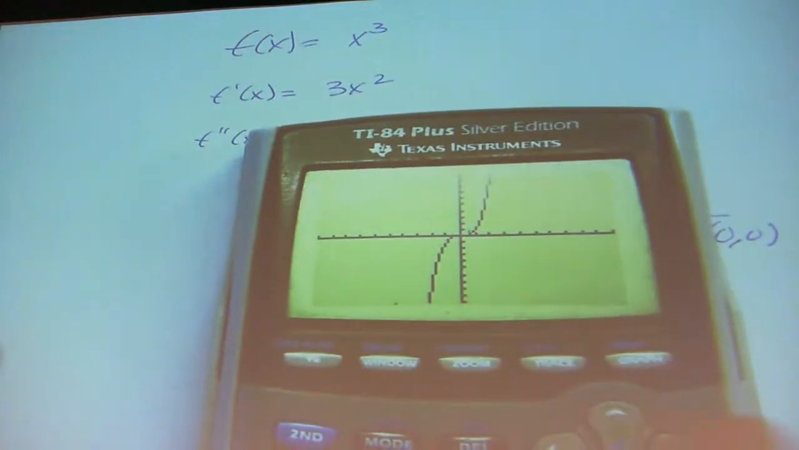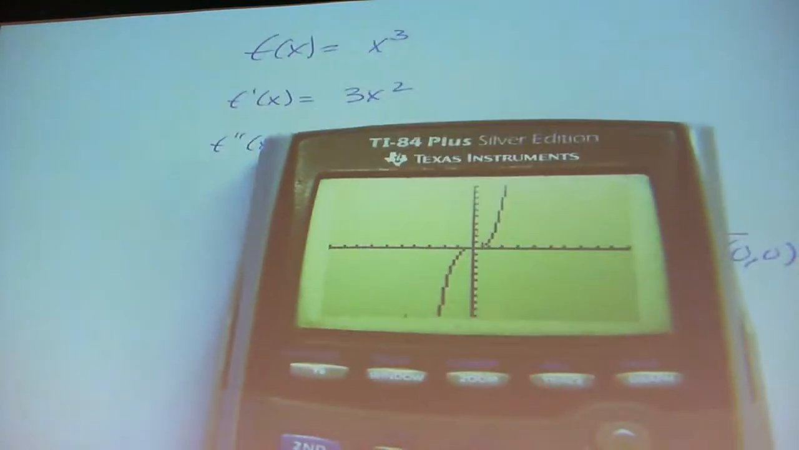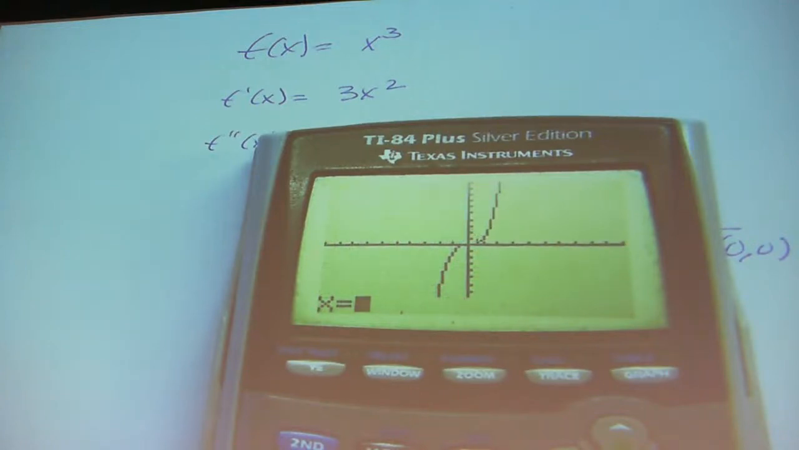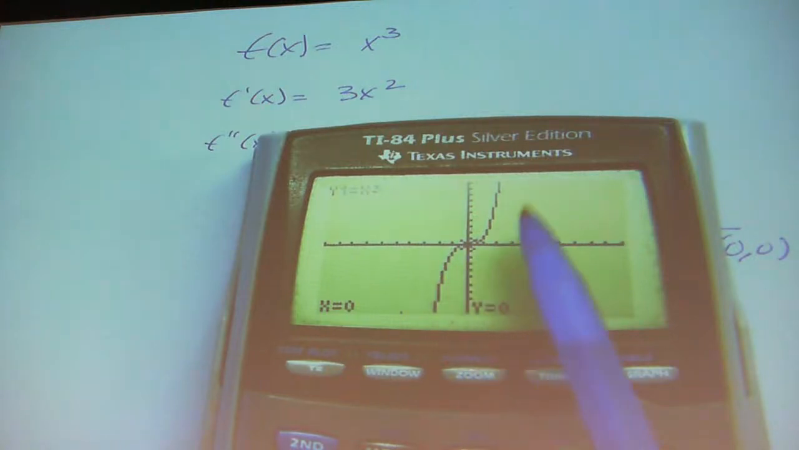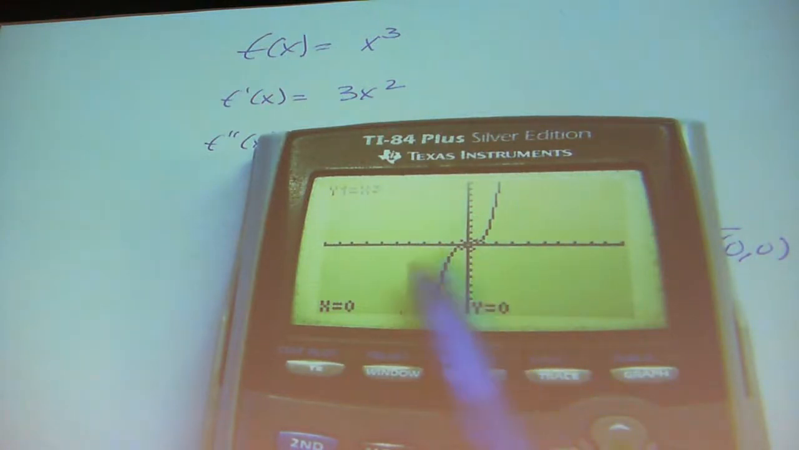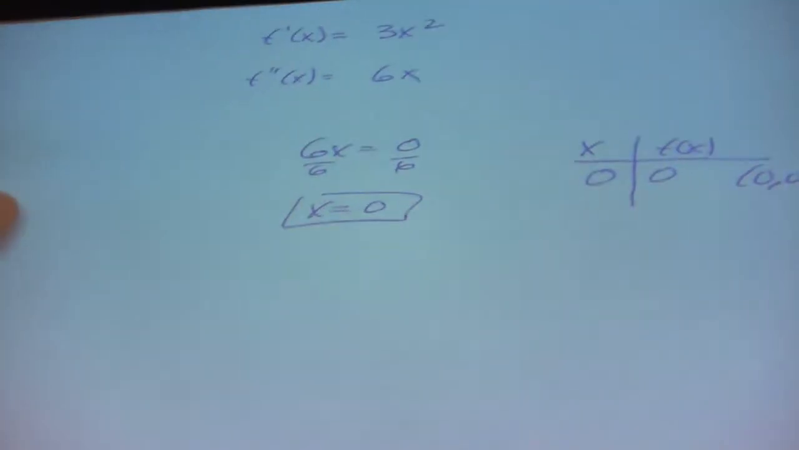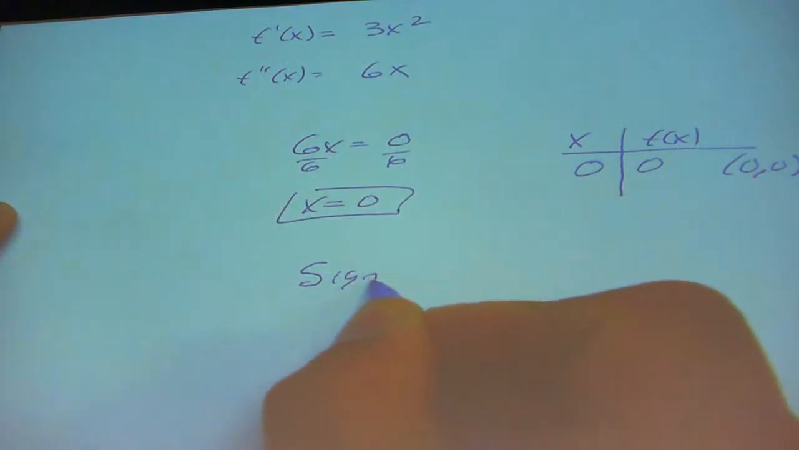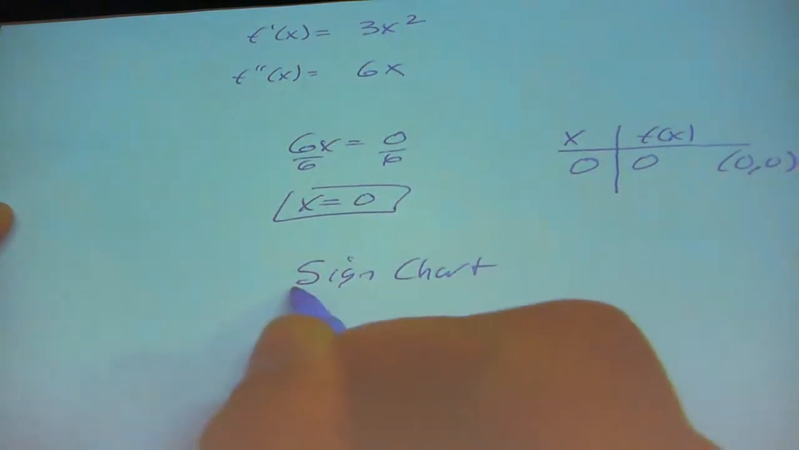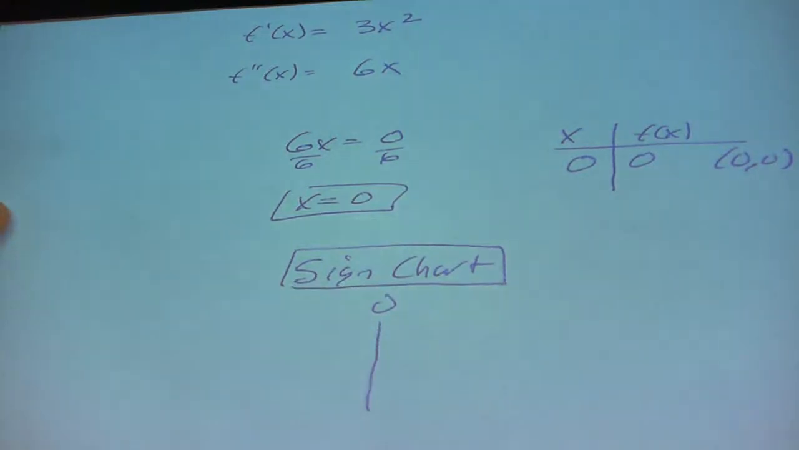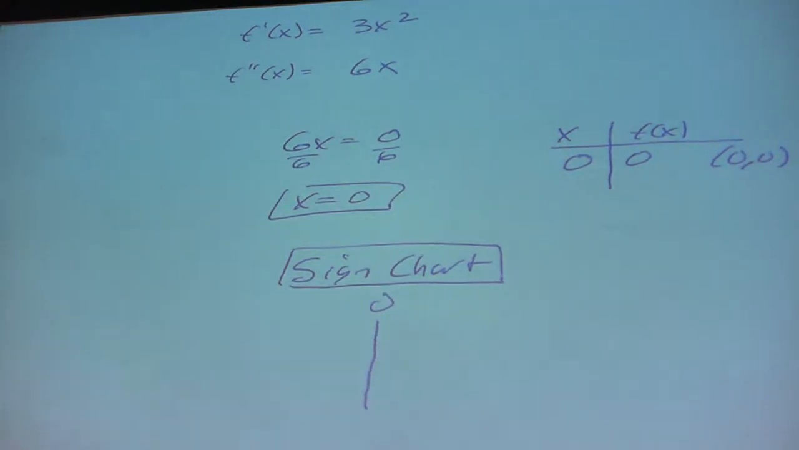If I want to look particularly at (0, 0), I can hit second trace, 1 for value. Type in 0, where we found it. And we can see that's where the change happens from concave down to concave up. Now, how can I know that it's concave up or concave down? Well, we can make a sign chart for that. The number that we're concerned about is 0. We got 0 by taking the second derivative, setting it equal to 0 and solving.